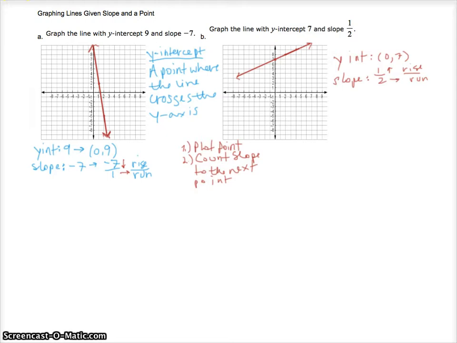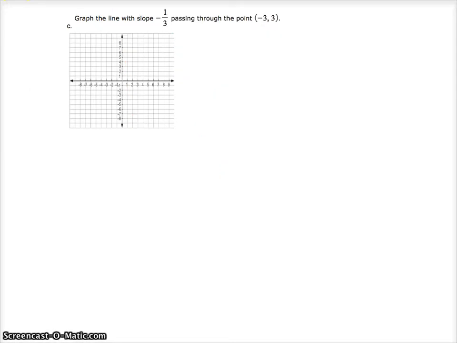Let's look at one more example. For part C, it asks us to graph the line with a slope of -1/3 passing through the point -3, 3. We still can perform the same process as with an intercept. We just plot the point and we count the slope to the next point. So we're going to 1, plot our point, and 2, we're going to count off the slope to the next point, or next several points. So our point is negative 3, 3, which happens right here.